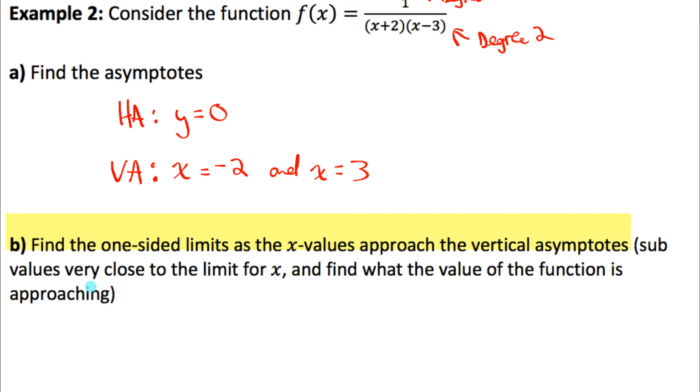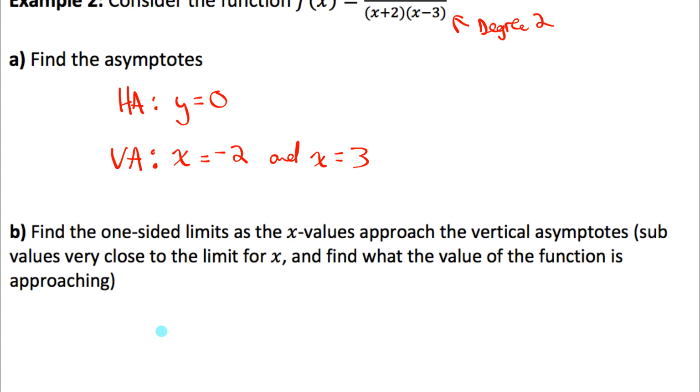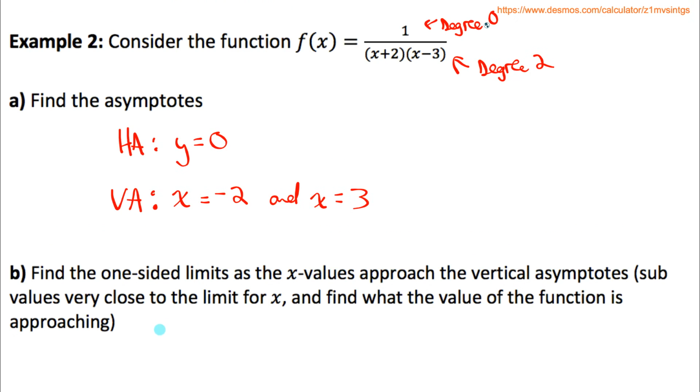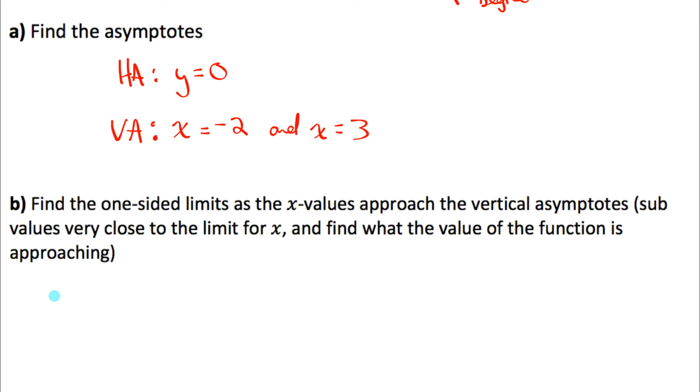Part B, this is new. It says find the one-sided limits as the x values approach the vertical asymptotes. And it tells you how to do that because this is the first time we're doing this. It says sub values very close to the limit for x and find what the value of the function is approaching. And when I say the value of the function, remember I'm talking about the y values of the function. Since this is our first time evaluating one-sided limits, let me show you the graph to hopefully try and explain to you what that means, and then we'll evaluate from there.